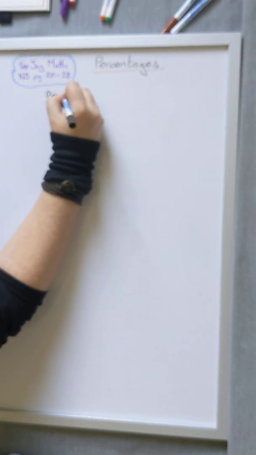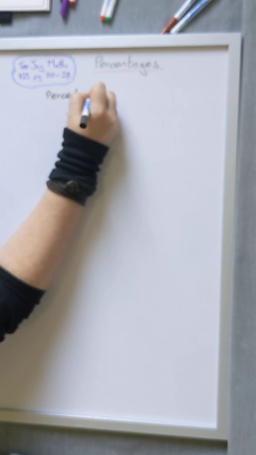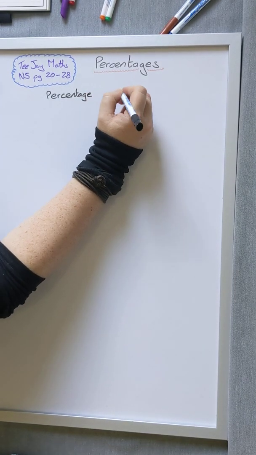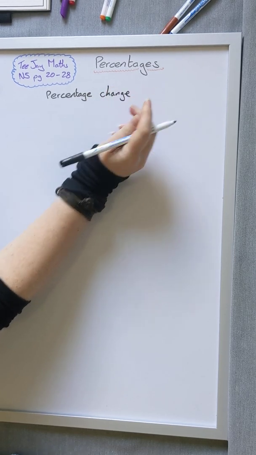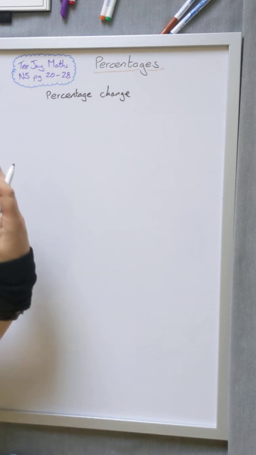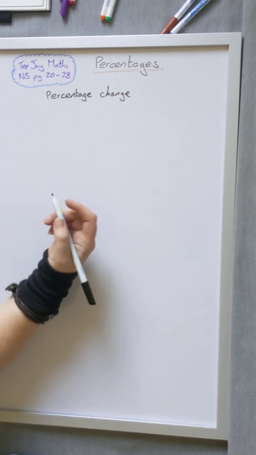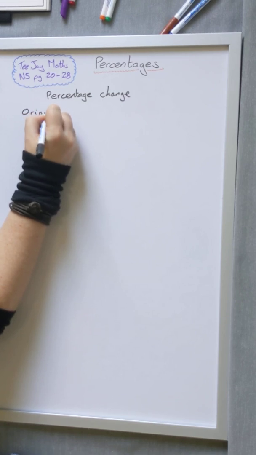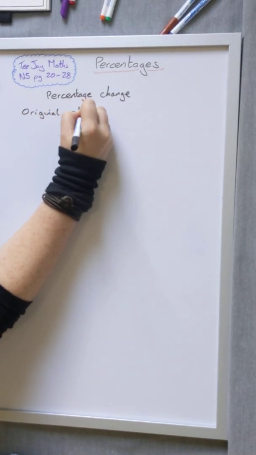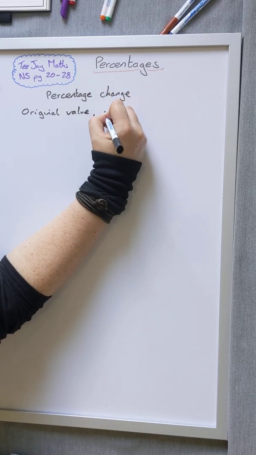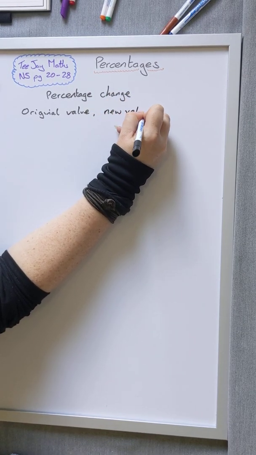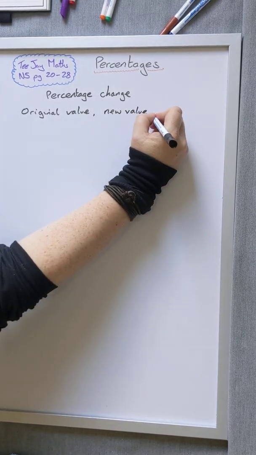In this lesson, we're going to look at percentage change. Often it's thought of as profit and loss and used by accountants. So percentage change is how much something has changed rather than a specific amount. It's a specific percentage. So we will need our original value and we will need our new value, and we'll need to work out how much it's changed.